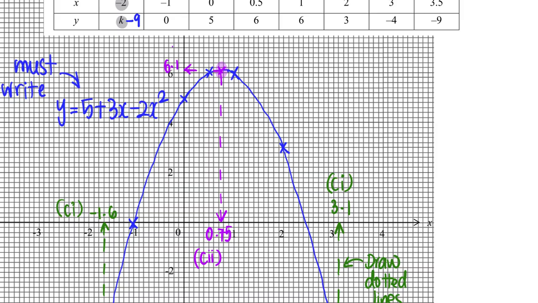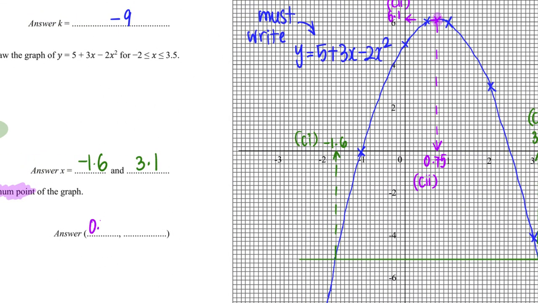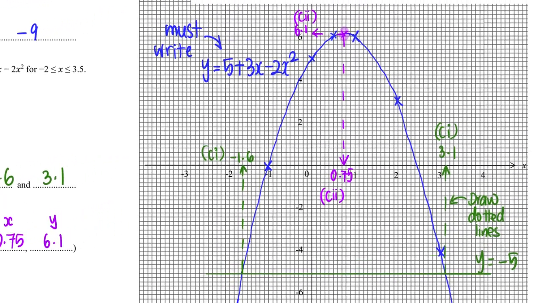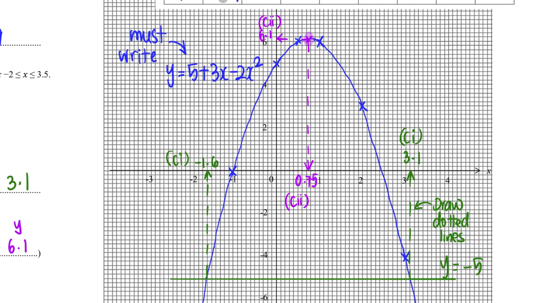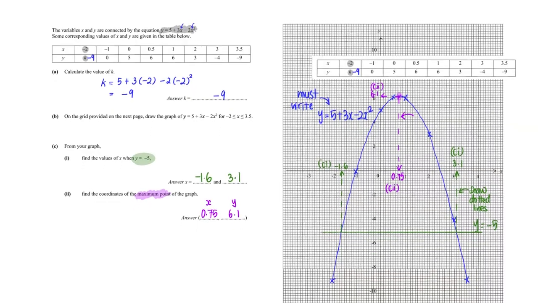6.1. So I've gotten my x and y value of the turning point: 0.75 for my x and 6.1 for my y. And again, I've indicated here that I am really getting the answers from the graph.